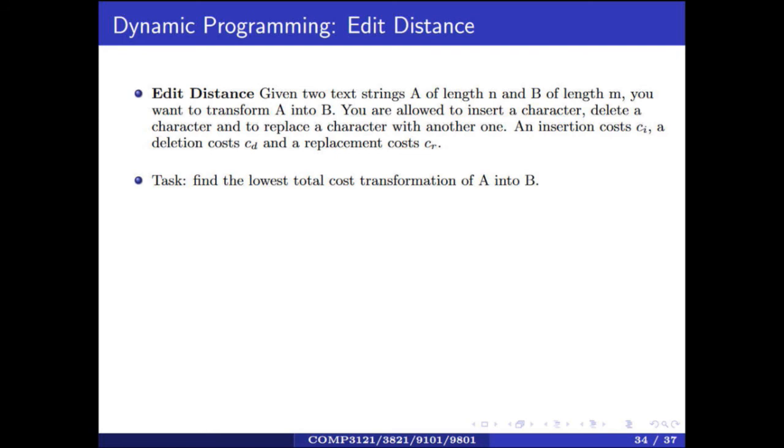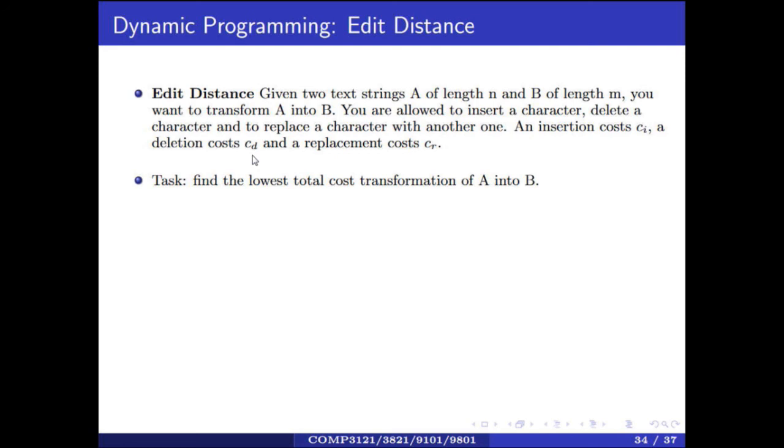Okay, so edit distance. This is another important algorithm for practical applications. You are given two text strings, A of length n and B of length m. You want to transform A to B. And you are allowed to either insert a character into what you are doing with A, into the intermediate result, or you can delete a character, or you can replace one character by another character, right?